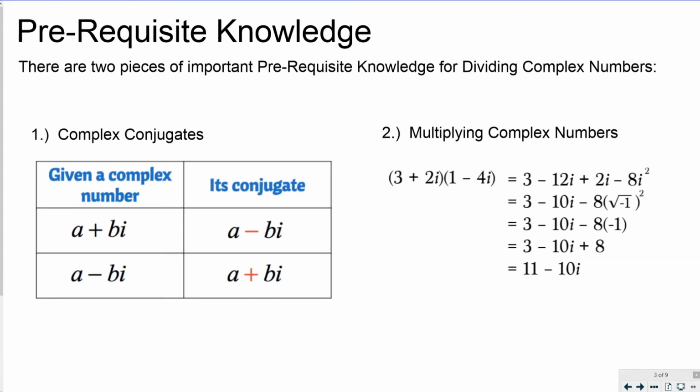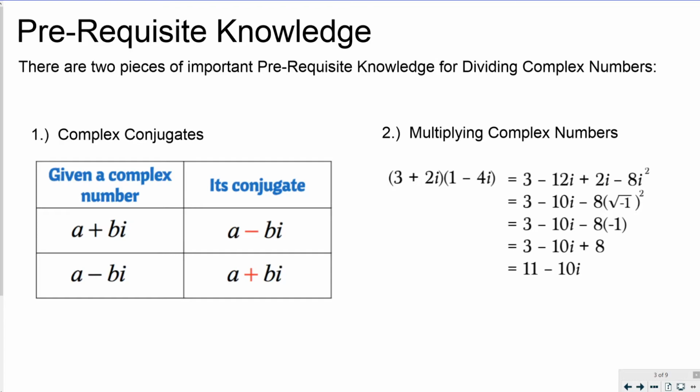So, there's a couple things that you got to know. Two pieces of important prerequisite knowledge for dividing complex numbers. The first is that you got to know complex conjugates. So if you have a plus bi, its conjugate is a minus bi. And if you have a minus bi, then its conjugate is a plus bi. It is very important to know these things. In the situation where you have bi by itself, so it doesn't have a real component, then its conjugate is just the negative version or the positive version, depending on which it was at first.